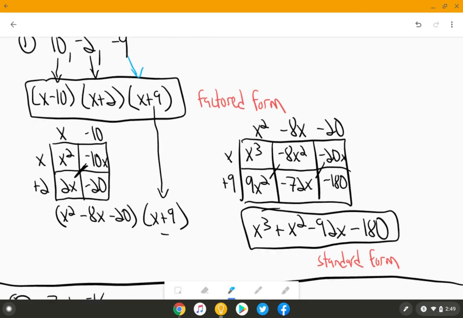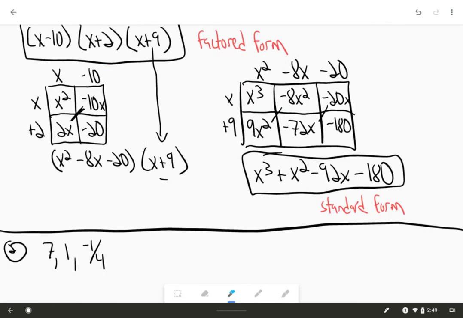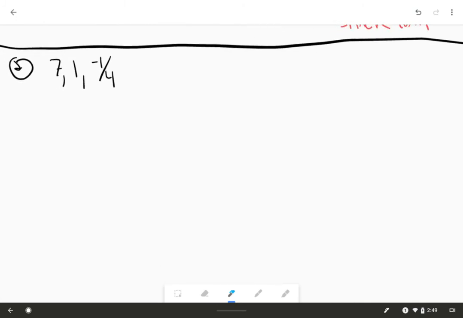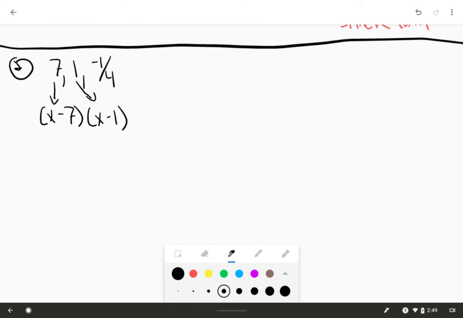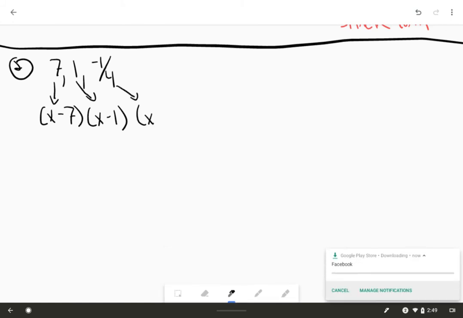Okay, so let's look at number 2 now. All right, now we're going to do the same thing. All right, so for our first factor, our factor is going to be x minus 7, switch 7 to negative 7. Okay, our second factor is going to be x minus 1. And then our third factor is going to be x plus 1/4 initially.